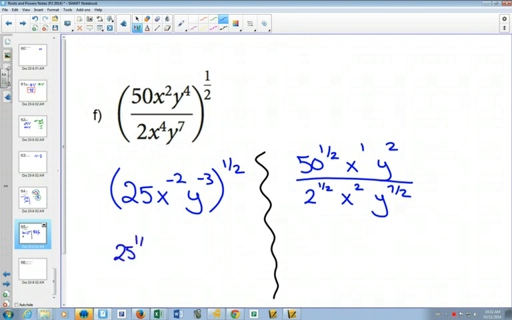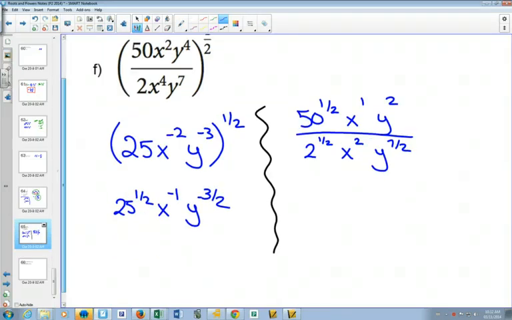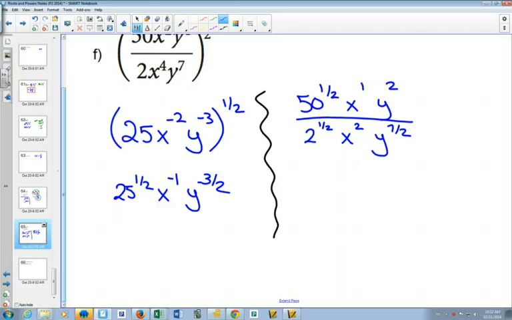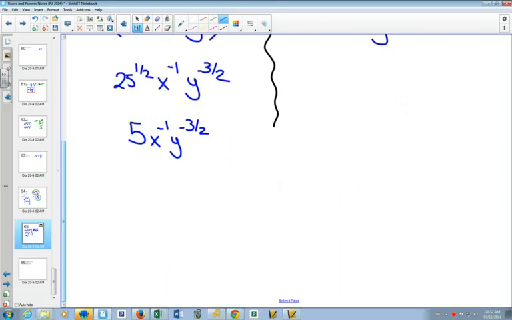Now, when I put that half through, I get 25 to the half. Half times negative 2 is negative 1. Half times negative 3 is negative 3 halves. You can simplify 25 to the half, which is the same thing as the square root of 25, which gives you just 5. I mean, this is with negative exponents, or you could write it with positive exponents like that.